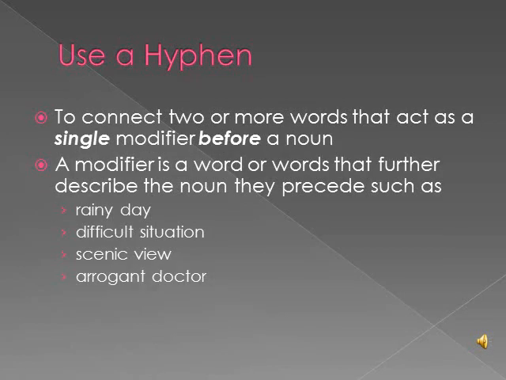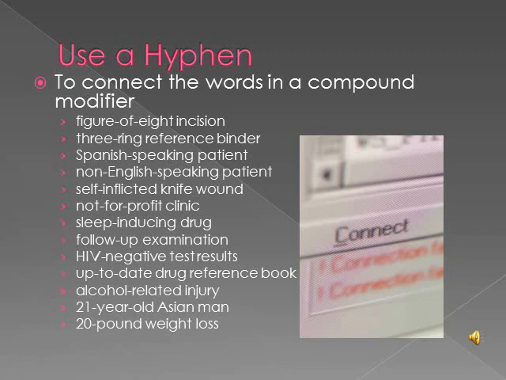We're going to use a hyphen to connect two or more words that act as a single modifier before a noun. To step back a bit, a modifier is a word or words that describe the noun that follows it. So a rainy day, difficult situation, scenic view, arrogant doctor. Those are all modifiers of their nouns. And here are a bunch of examples of these compound modifiers of the nouns that follow them.